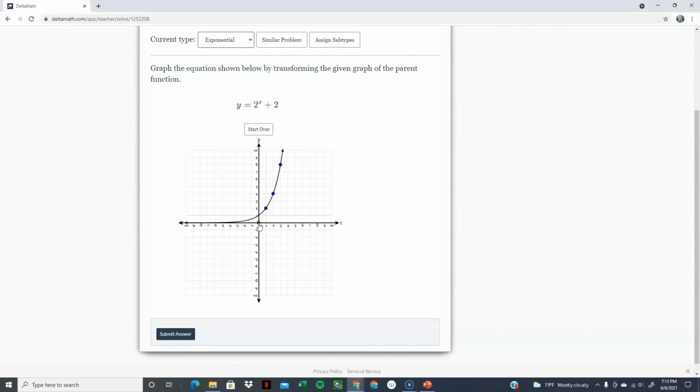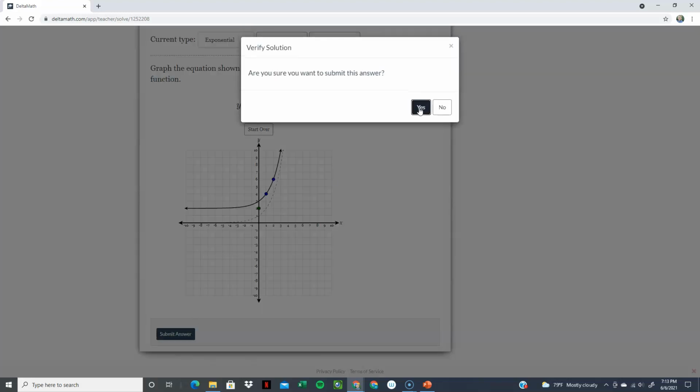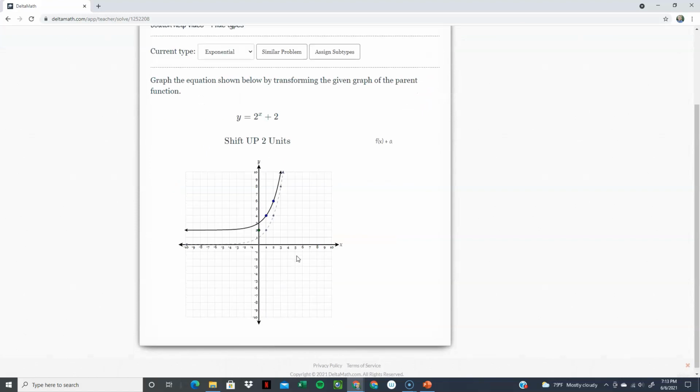So I'm going to move this whole thing up 2 units, and everything else is the same as our parent function. We have this 2 here, but that is part of the parent function, so that doesn't affect anything. So this should be our final answer here. Yep.